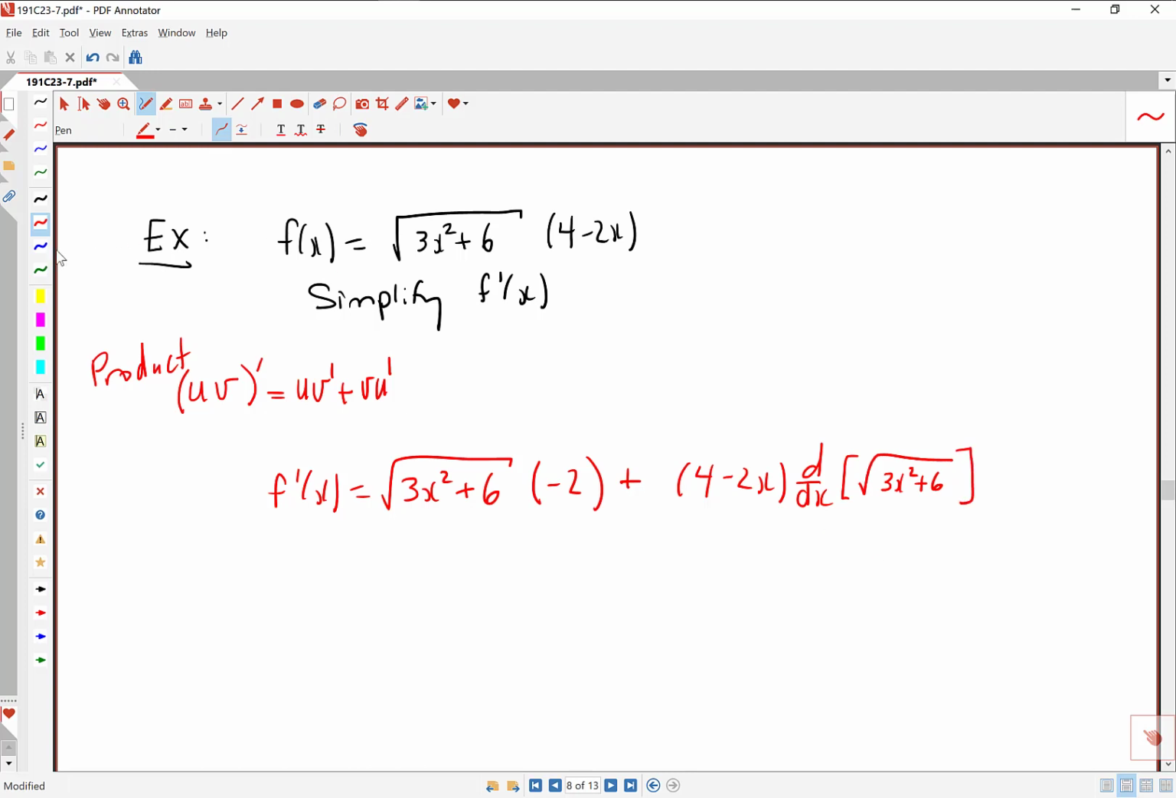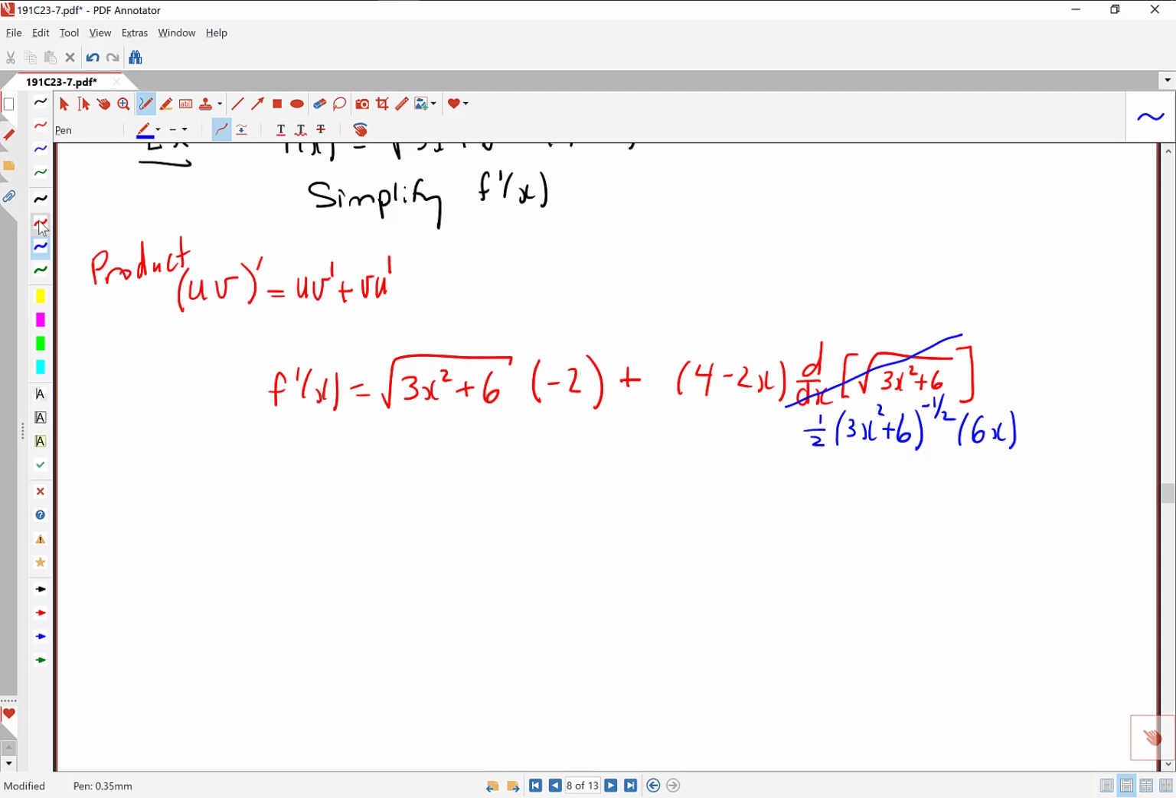Okay, so once you've written down your product rule, then if you decide, hey, I feel like doing this derivative right in that step, that's fine. So think of this as 3x squared plus 6 all raised to the power 1/2. The derivative is going to be 1/2 times 3x squared plus 6, now raised to the power minus 1/2, times the derivative of the inside function, which is 6x.